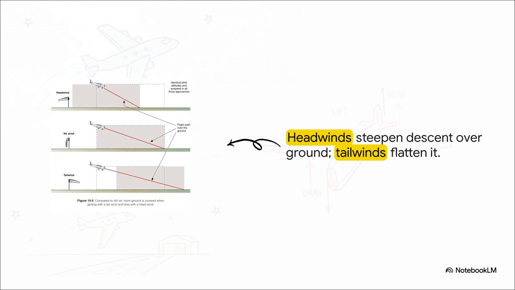So, here's a pro tip for you. If you've got a strong tailwind, reducing your speed just a bit can keep you in the air longer so the wind pushes you further. But if you're fighting a tough headwind, pitching down slightly for a bit more speed helps you penetrate that wind and actually cover more ground. It's a real game changer.